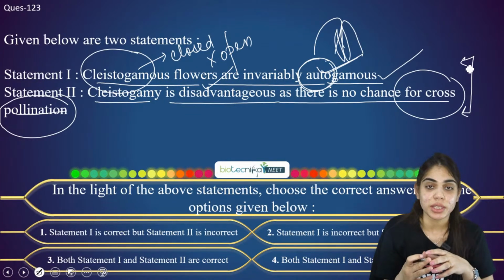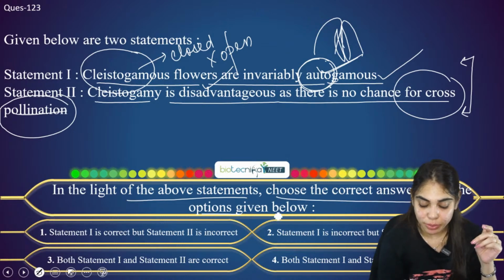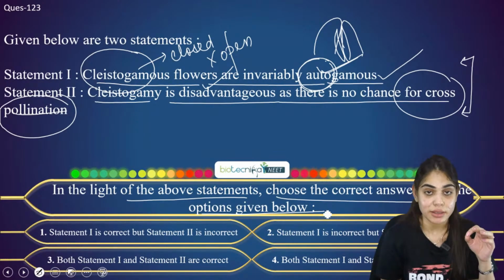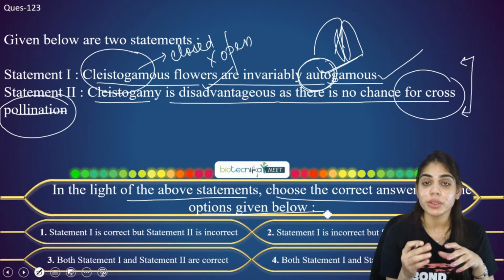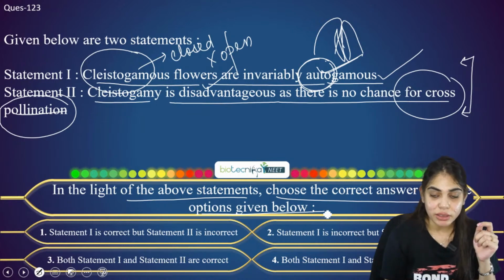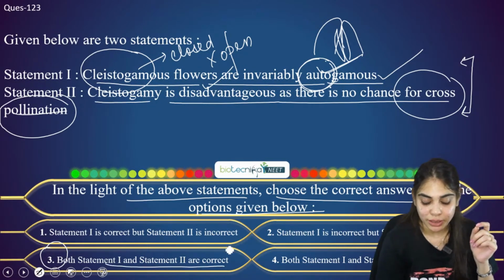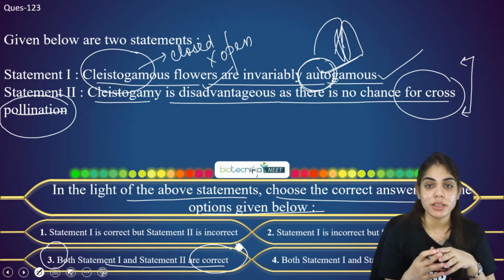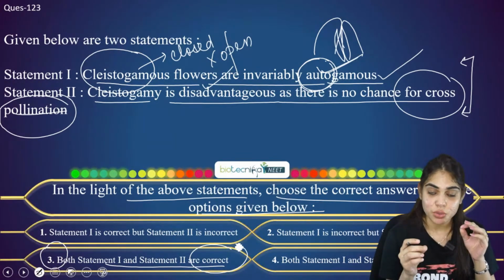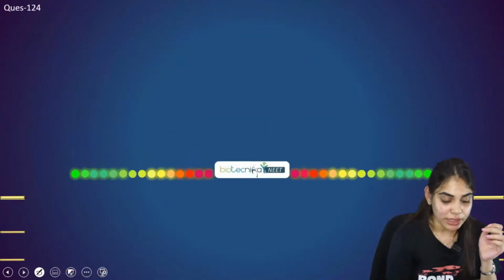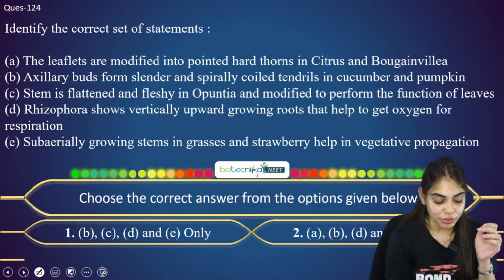Now let's see the question and answer accordingly. In the light of the above statements, choose the correct answer from the options given below. We have to choose the correct answer. And what is the correct answer according to us? What we have read and made the conclusion for it. Both the statements are correct. So now where can we find both statements as the correct statements? Only in the third option, that is both statement 1 and 2 are correct. So the third option is the right answer for this question number 123. That is 23rd question in botany section. Now let's move to question 124. Identify the correct statements and you have to answer the question.